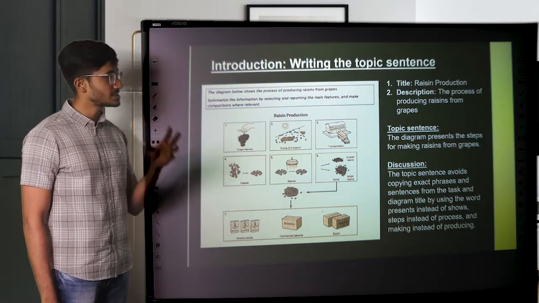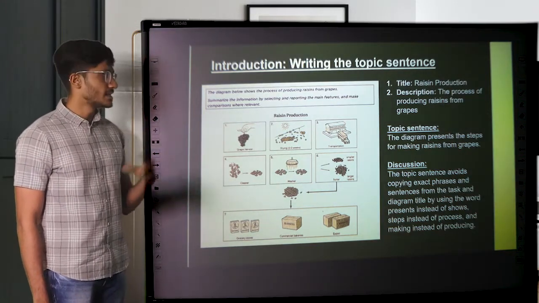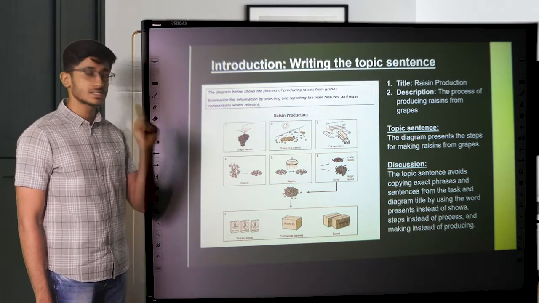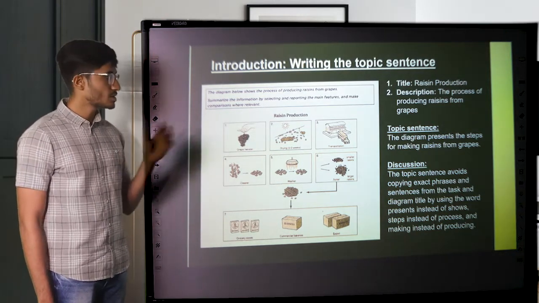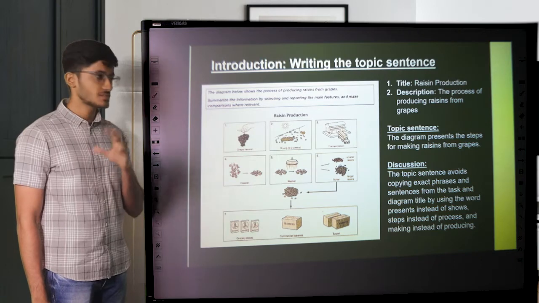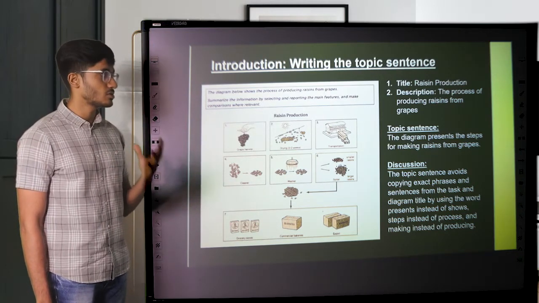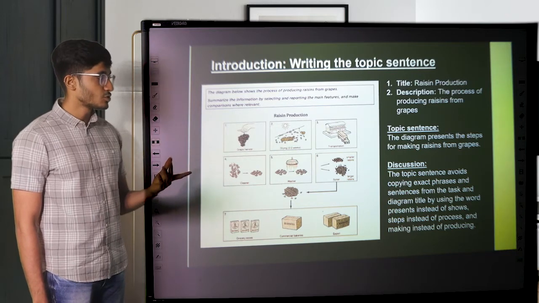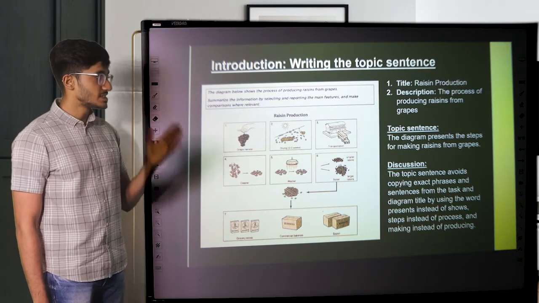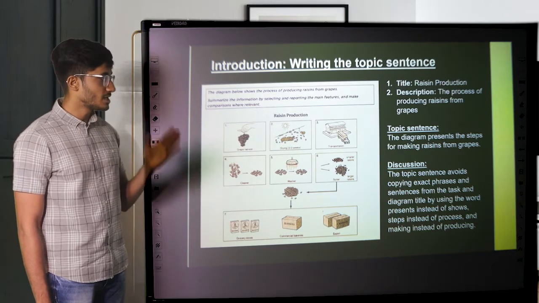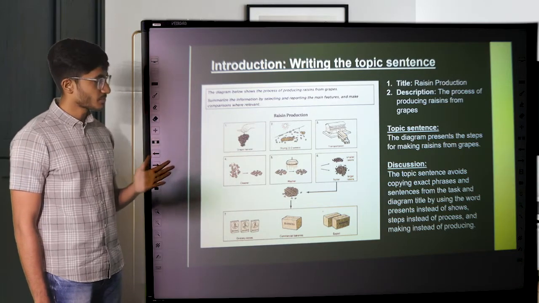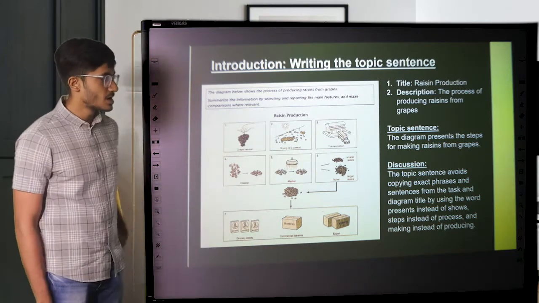What this topic sentence tells us is that just this one sentence tells us what the whole diagram is about. It gives us an idea of the whole diagram and what the diagram is talking about. So the diagram shows the steps for making raisins from grapes. This is what the topic sentence has written.